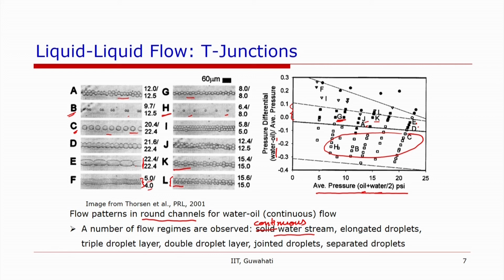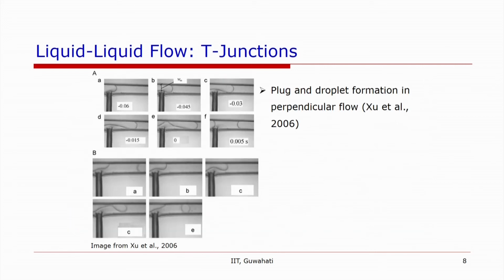Now, depending on the pressure of the two phases, interesting patterns have been formed in this case. Okay. Now, this is an example for perpendicular flow, where the dispersed phase is coming from the straight channel and the continuous phase is coming from the channel normal to it, and then they have different snapshots.